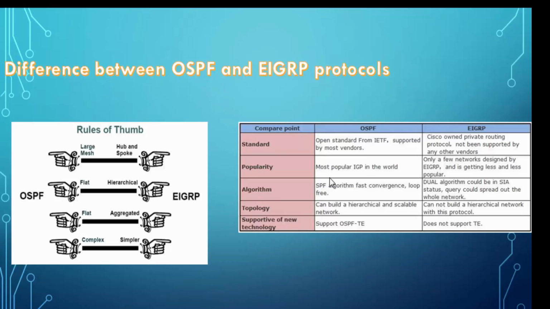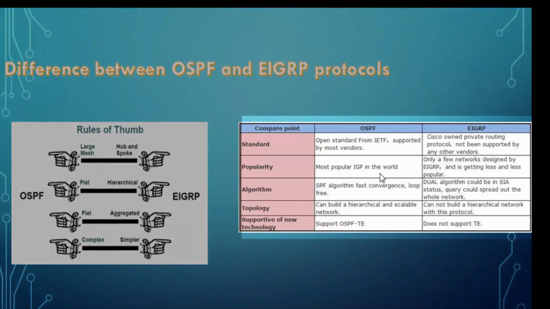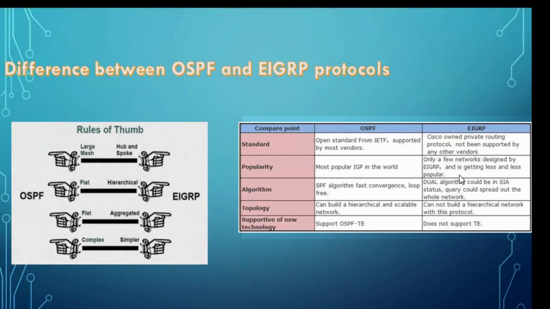It says most popular IGP in the world. I don't know about that, because now it says it's less popular. That is not completely true, because since 2013, it was a private routing protocol from Cisco and now it's open to other vendors as well. OSPF is said to have fast convergence and be loop free, and EIGRP has a DUAL algorithm that uses queries that could spread out over the whole network.